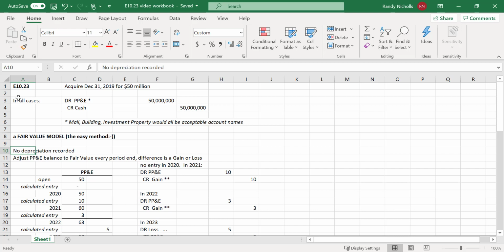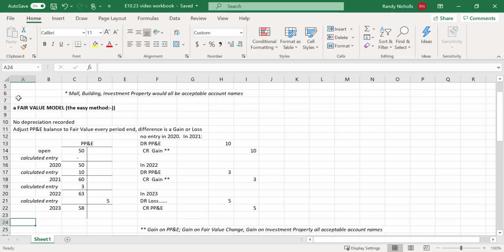One, there is no depreciation recorded, so you don't need to do that calculation. And two, you just need to adjust the PP&E balance to fair value at every period end. And the difference is going to be a gain or a loss. Okay, so how I would do it in this type of question, I've set up the PP&E T account here.